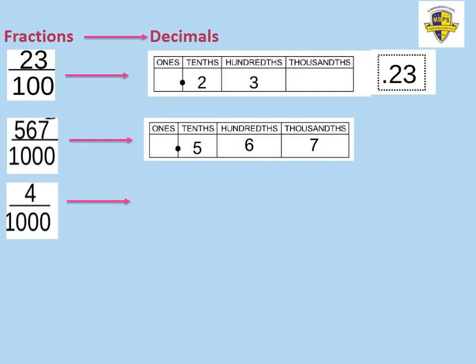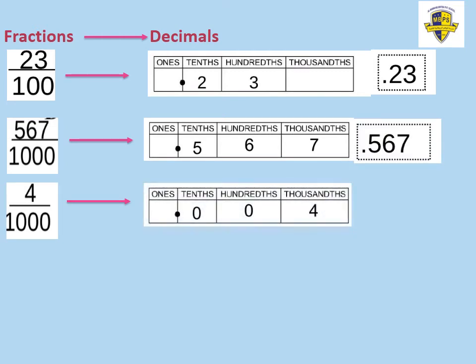Excellent. The third example, 4 out of 1000. The denominator is 1000. So the number 4 has to be in the thousandths place. Okay, so we write 4 in the thousandths place. We don't have any number in the tens and hundreds. So we put 0, 0 and we read this 4 thousandths.